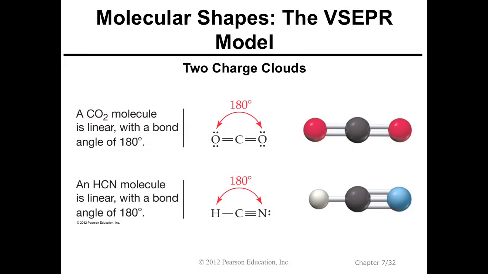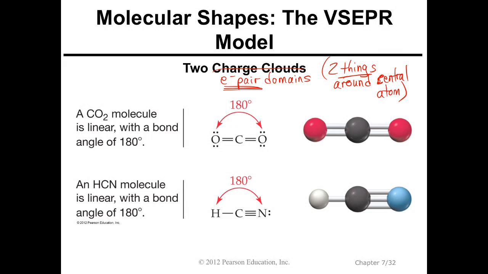For instance, let's look at two charge clouds. Some books will call this electron pair domains. To make it really easy for you, it means two things surrounding the central atom. Electron pair domains is kind of a fancy way of saying that there are two things around it.